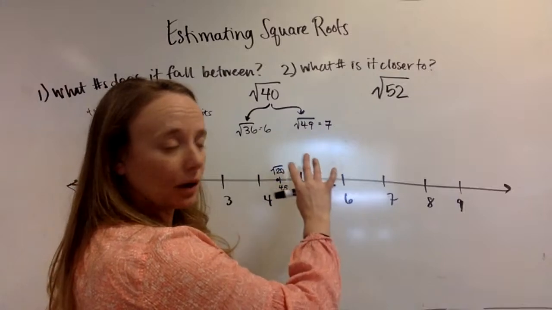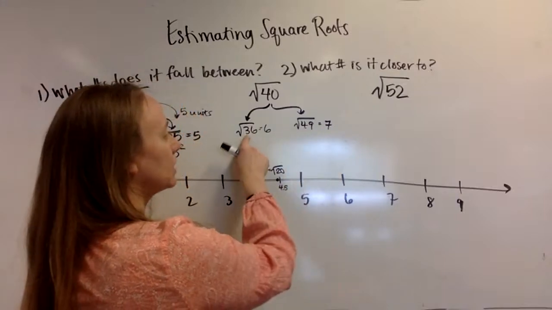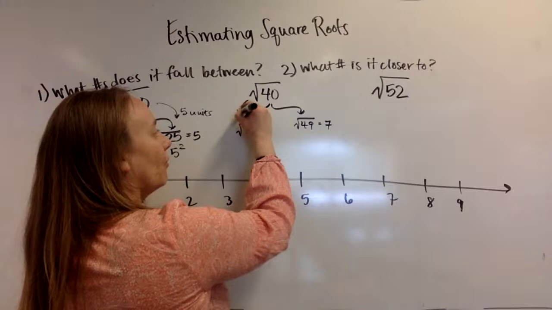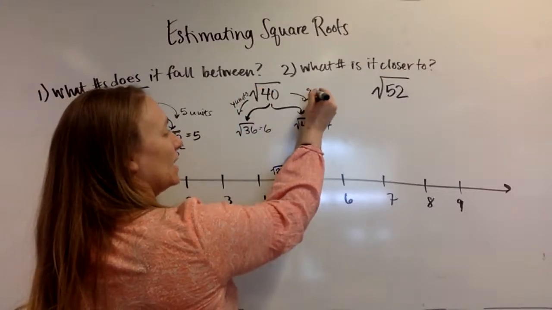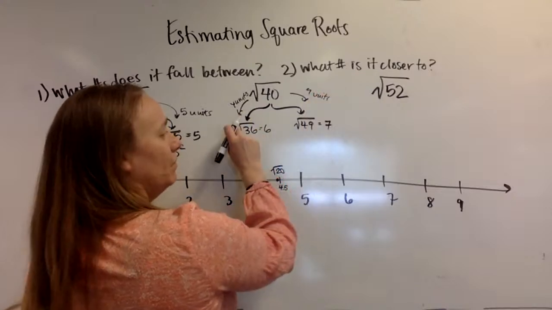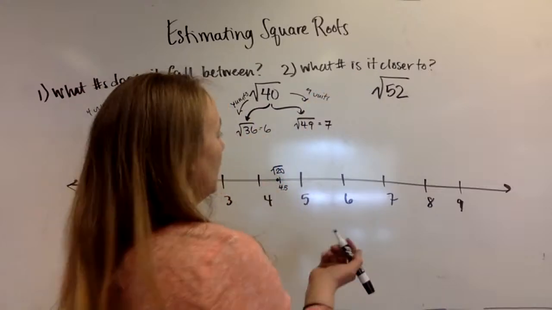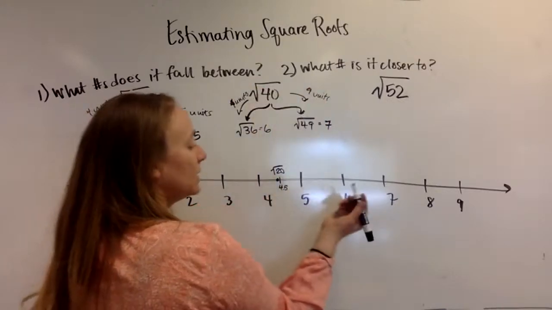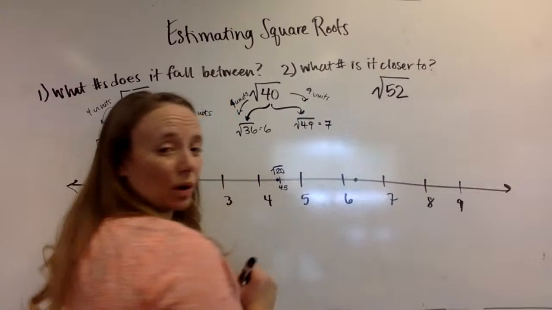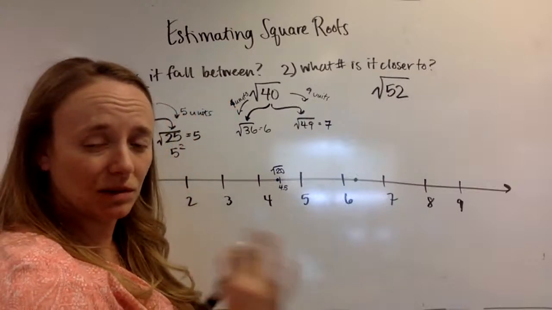Hopefully you're starting to get a gut instinct for this and you're saying, oh, well, 40 is 4 units away from this, but it's 9 units away over here. So it's clearly closer to the 6. Now, is it substantially closer? Not really. I mean, a decent amount. So it's probably more like that.